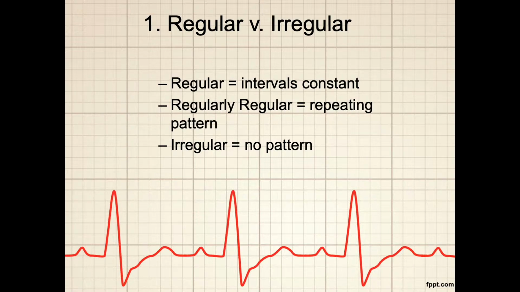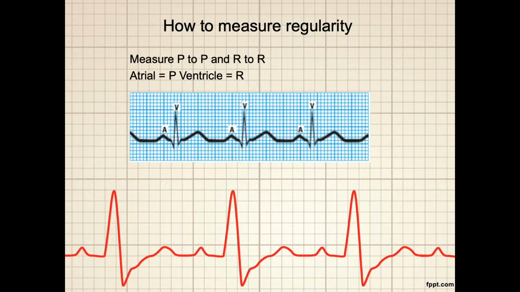Here is one way to measure for regularity. In this case, we're looking at the atria and the ventricle and when they fire. And remember, that's represented by the P waves and the R deflection of the QRS. So the atria are the P waves and the ventricles are the R waves. If we march these out, we will see that the interval between the P waves or the R waves is constant. On this specific waveform, we would be looking at a regular pattern.